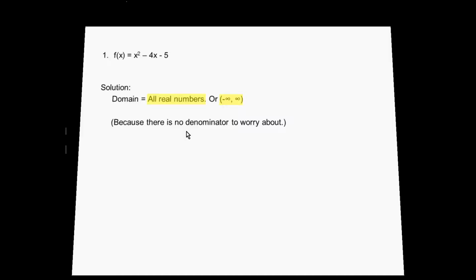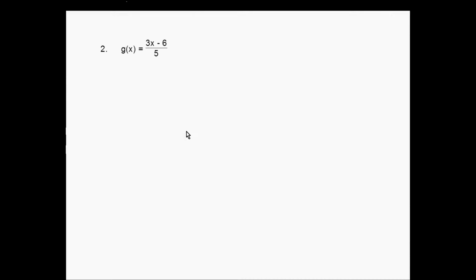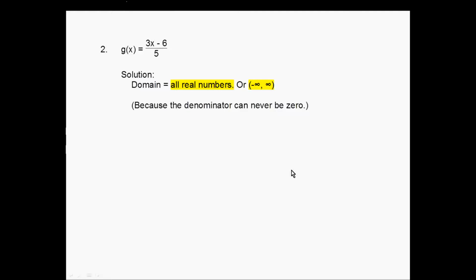Let's try number 2. g of x is 3x minus 6 over 5. Okay, even though there is a denominator, there's no variable there. So 5 can never be made 0, not even for small values of x. So the domain is still all real numbers, which again we write as minus infinity to infinity. Again, that's because the denominator can never be 0. 5 can never be 0.